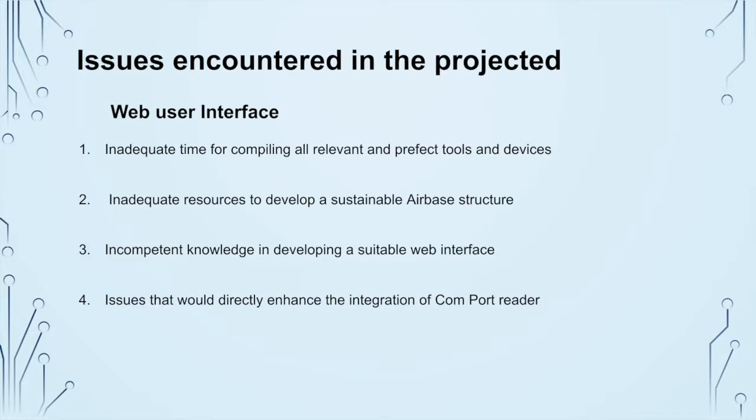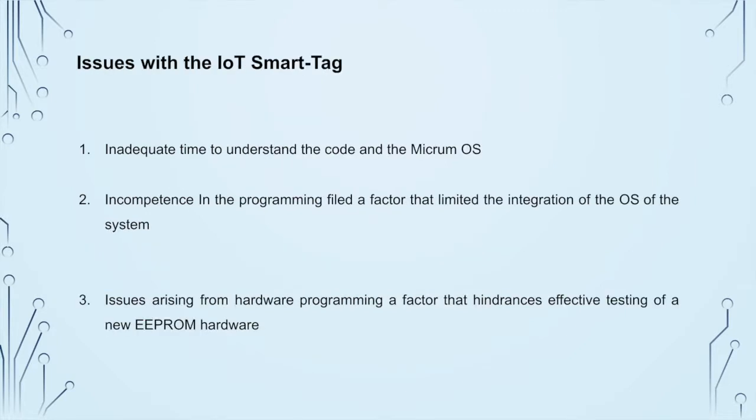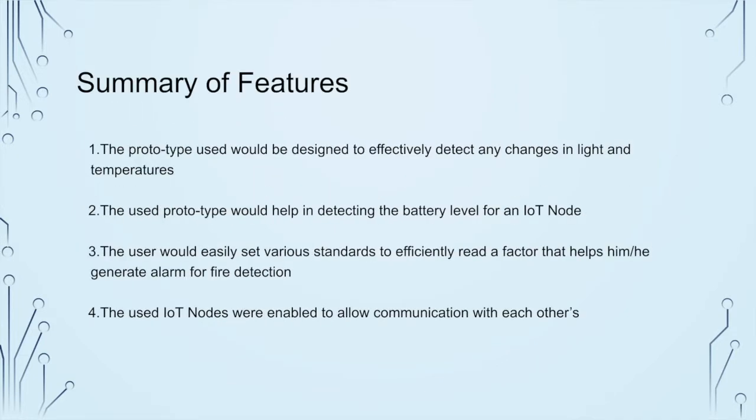And the last one is an issue that directly affects the integration of the common port reader. And the next part is the issues with the IoT SmartTag. There are 3 issues in this part. The first one is we don't have enough time to understand the code and the OS. And the second one is we don't have enough programming skills, which limits the integration of the OS in these systems. The last one is issues arising from the hardware programming, a feature that can address effective testing of new hardware. Okay, at the last, let me talk about the conclusion.